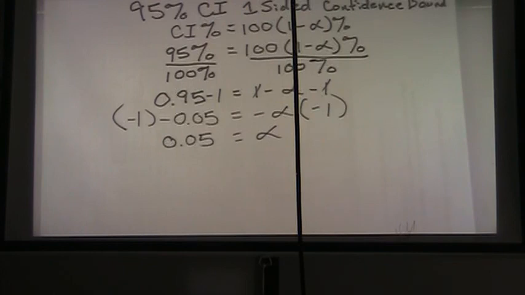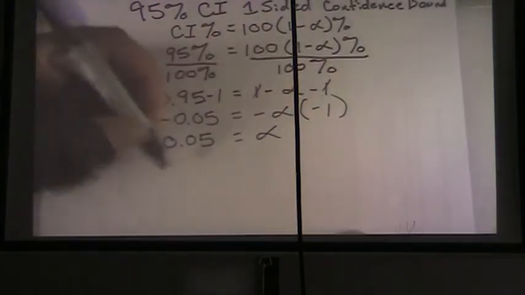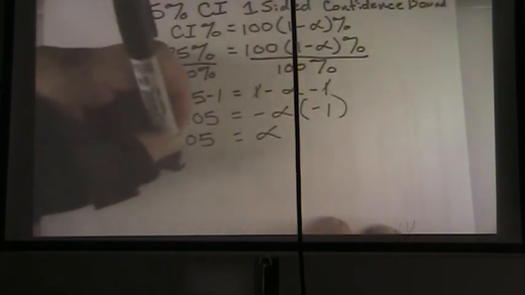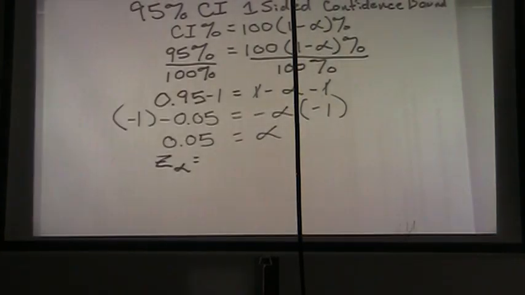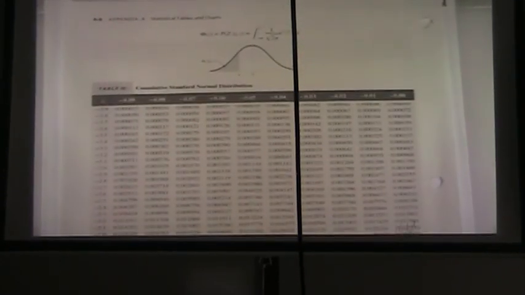All right. Therefore, what is Z alpha? Well, I get my famous table, so famous, so table-y, and I am going to search for where is the number, the probability that is the closest to my 0.05.